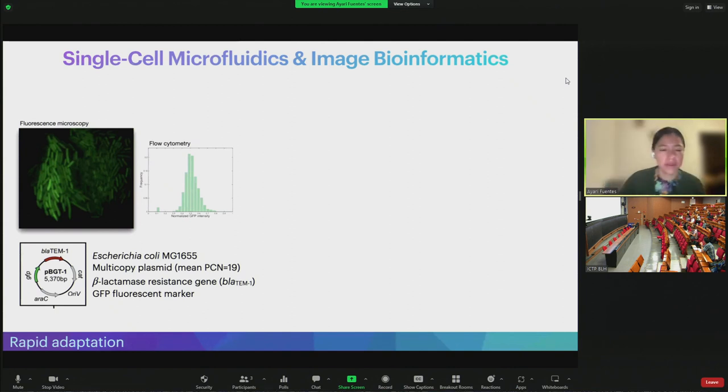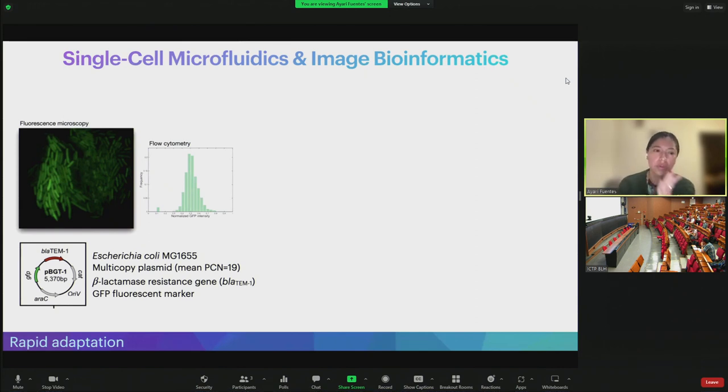The system that we are using is Escherichia coli MG1655, the most common Escherichia coli, actually the lab Escherichia coli. And what we did is we put in a multi-copy plasmid. A plasmid is just a strand of DNA that replicates itself; it doesn't need the bacteria's machinery to replicate, it's auto-replicating. This multi-copy plasmid has on average between 19 and 20 copies per cell. And it's not a conjugative plasmid, which means that it stays in the same cell. We put in a beta-lactam resistance gene, a blaTEM-1 gene, and in the same promoter, we introduced a GFP fluorescent marker.